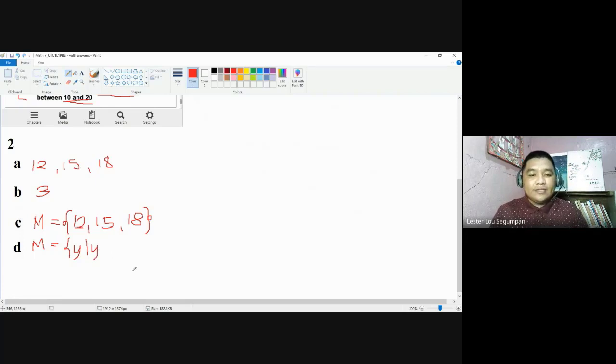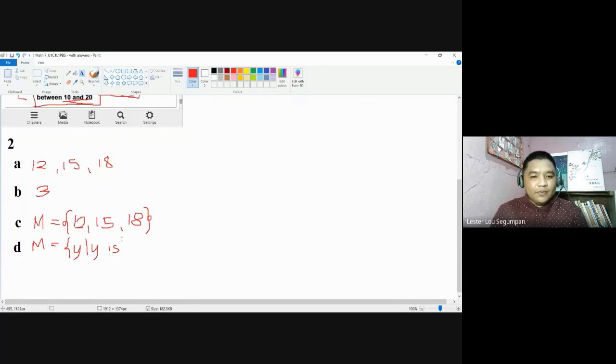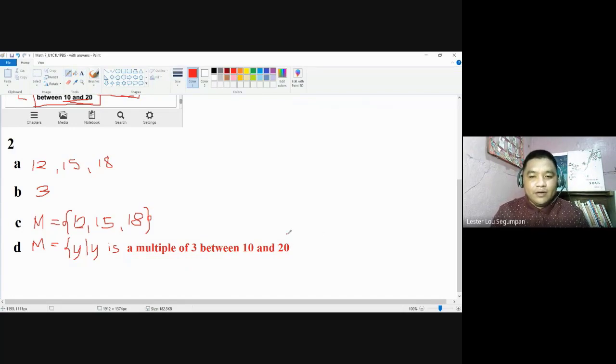That could be read as y such that y, and then generalize is, and simply copy here this statement. But make sure to use the proper subject-verb agreement. Is a multiple, not multiples, of 3. It's not enough because if we say multiple of 3, we may include 3, 6, 9, 21, 24, so on and so forth. So make use of the complete given statement between 10 and 20. As I stretch this one, that is already your set builder form.